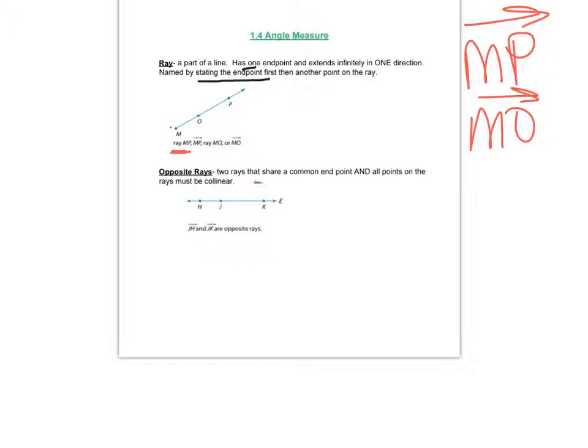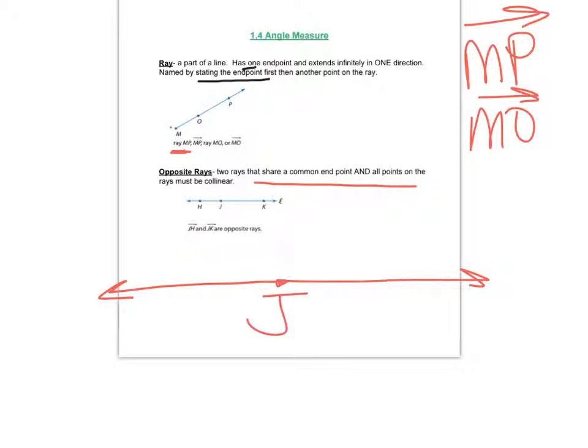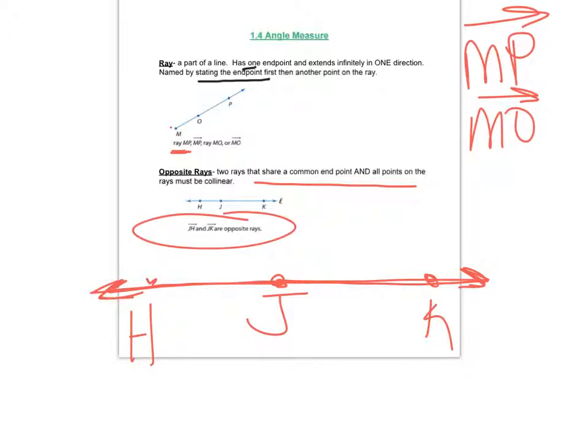Opposite rays are two rays that have a common endpoint, and all points on the rays must be collinear. So it's basically you go in one direction infinitely and the other direction infinitely. And I'm just kind of redrawing the model that they have so I can talk and explain. So it starts at J, it goes out over K, starts at J, and it goes out over H. So these are two opposite rays.